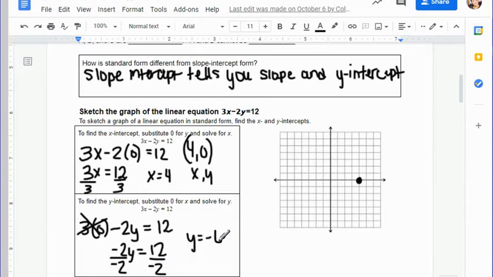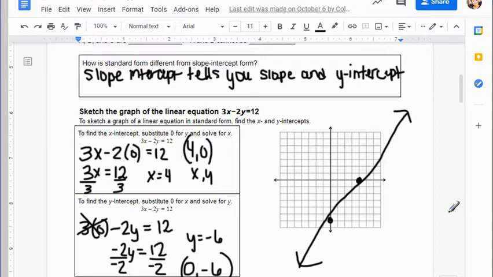So we actually want to make this a point, and remember, x always comes first. We made our x 0. And when we made x 0, we got y was negative 6. So this right here is the point that we're going to graph: 0, negative 6. So I'm going to go over 0, down 1, 2, 3, 4, 5, 6. Here's my second point, and hopefully your line is going to look better than mine. There we go. There's your line.